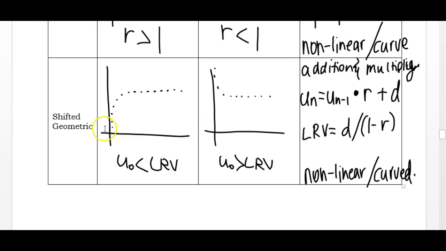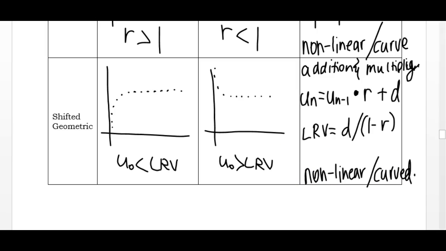And so usually, almost all shifted geometric sequences have a long run value. Sometimes they don't. But if it's an increasing shifted geometric sequence, it would increase to that long run value and level off. A decreasing one would decrease from the starting value and then again level off. So this happens when the starting value is less than the long run value, and this situation would happen when the starting value is greater than the long run value. And just like the geometric, because the shifted is geometric, it would be nonlinear or curved each time.